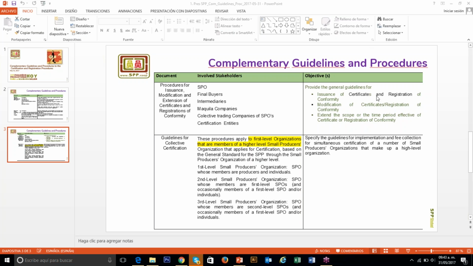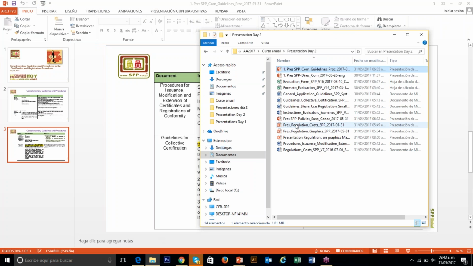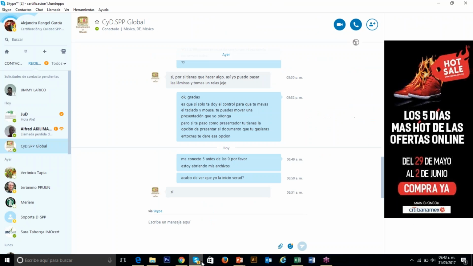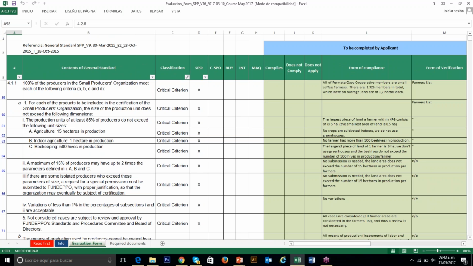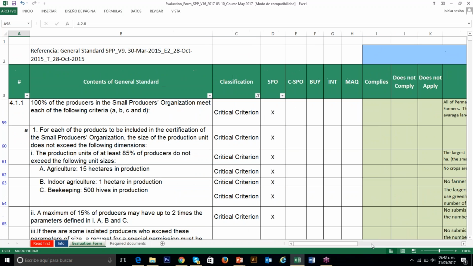Well, let's continue with the next presentation. This is about the evaluation form. Then I'm going to show you. This is the evaluation form.